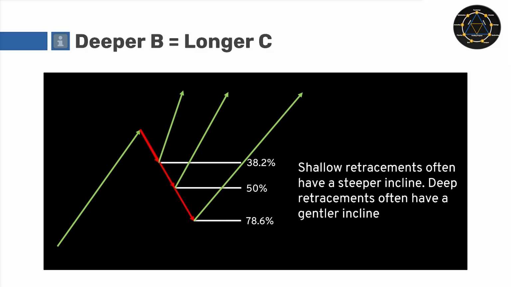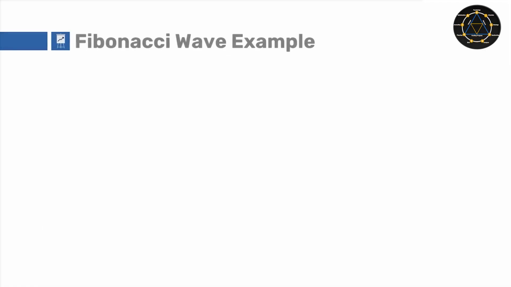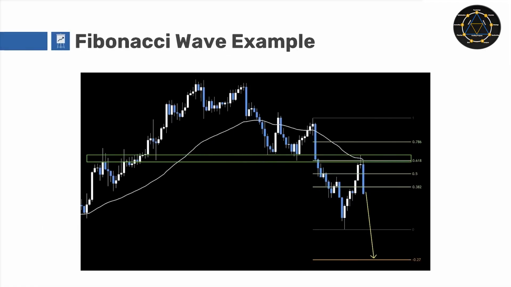As with everything in trading, it's not always exact. You may see a market that retraces 78.6% and just rockets upwards. It's not always going to be the same. But most of the time, this can give you a pretty decent idea as to what's going to happen. So let's have a look at this example on the chart to finish off with.